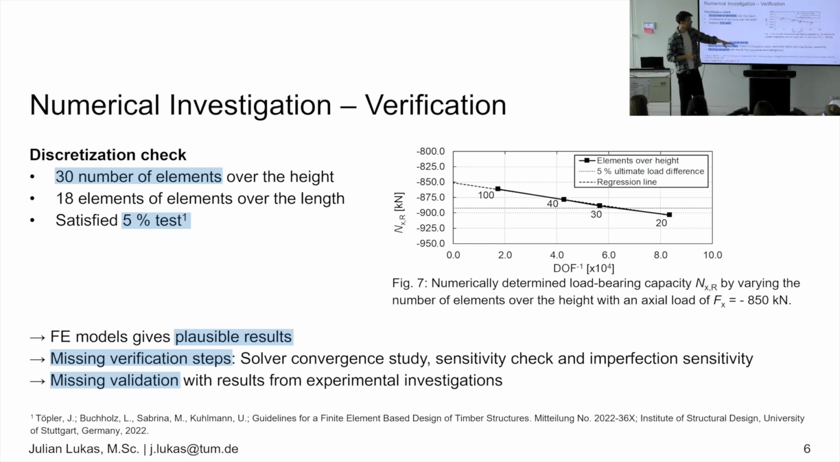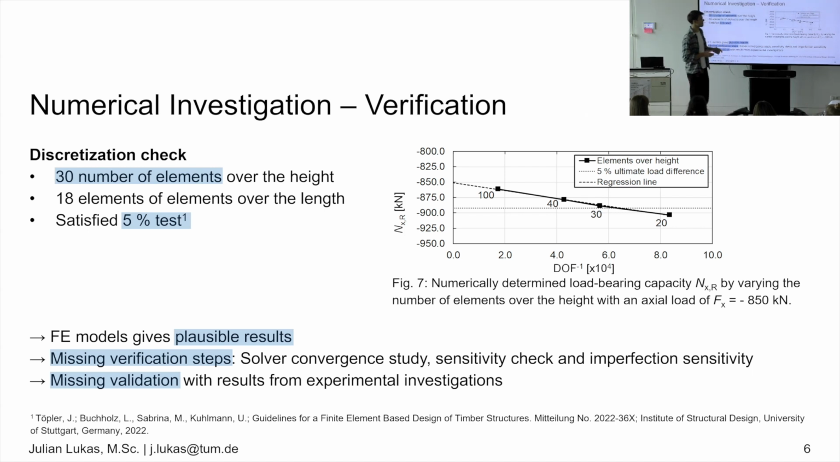In that case, I made some calculations for 20 elements over the height, 30, 40, and 100. And if I had 1 million elements or endless elements, I would get the exact result, which is 850 kilonewton, because at the end I made this whole calculation with an axial load of 850 kilonewton. So that's the goal I need to have, which is a good fit with the regression line. And then it's not really good to implement endless elements, because then my calculation wouldn't be finished until today.